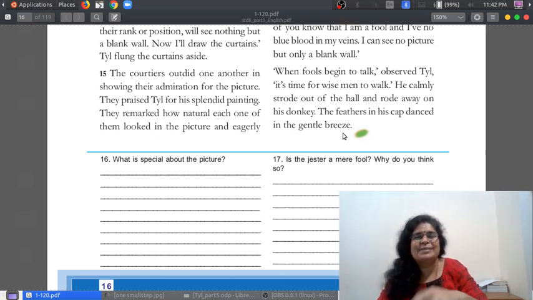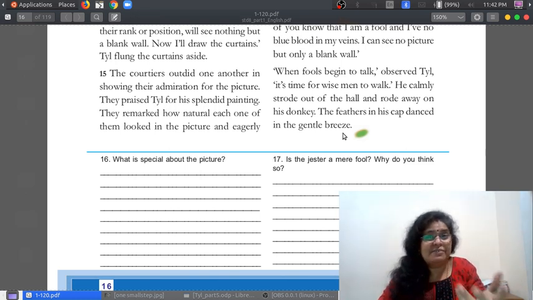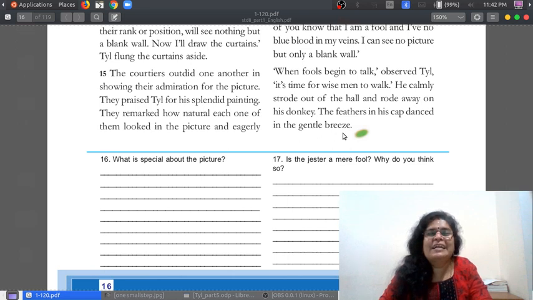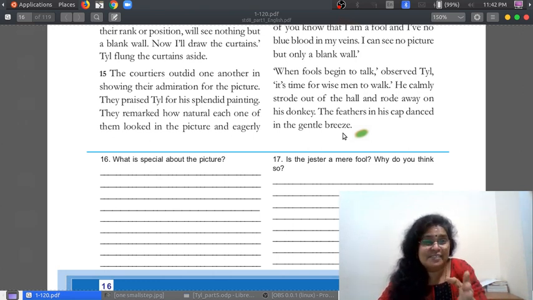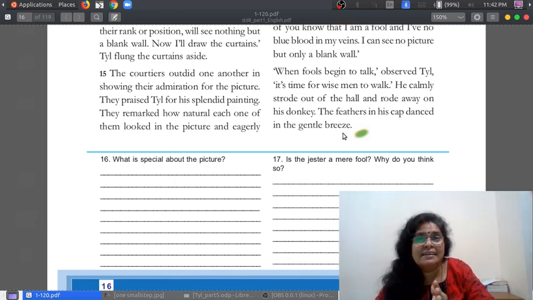So this is the story. How clever Till is, isn't he? So he cheated the Archduke and the courtiers very cleverly. Okay, so I hope you like the story.